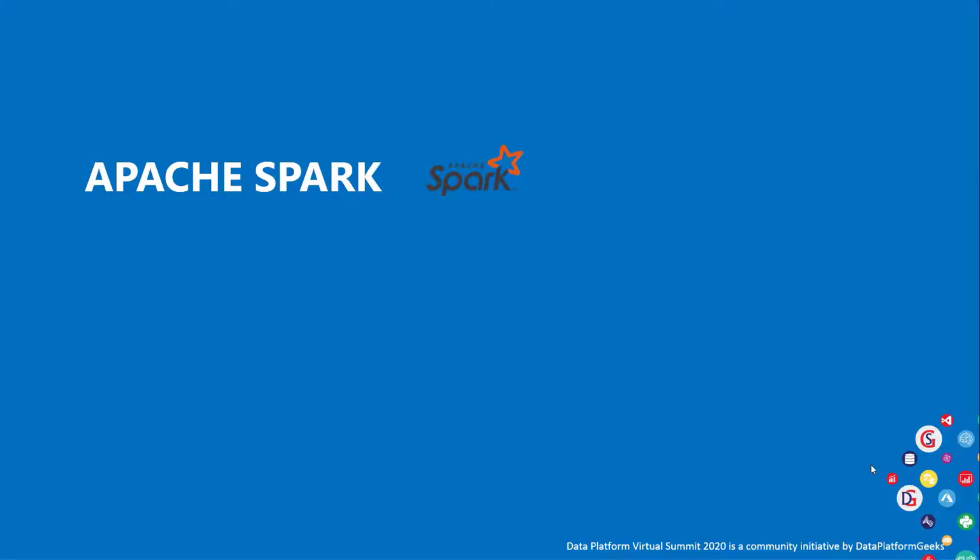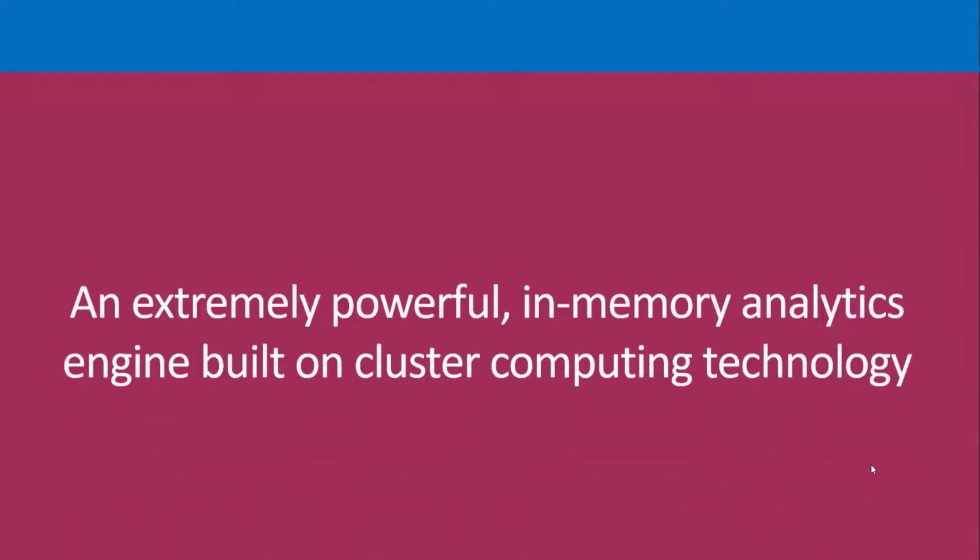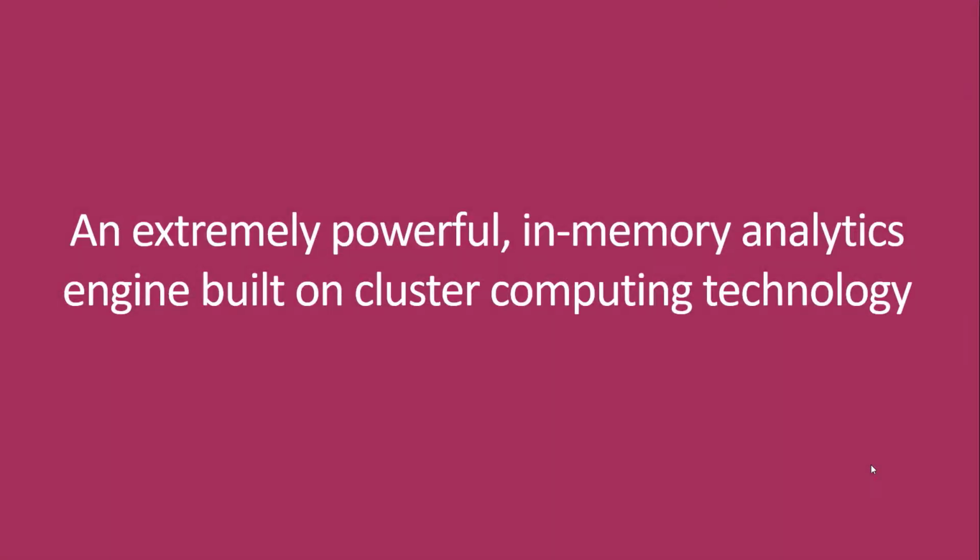Now, what exactly is Apache Spark? I'm pretty sure you must have heard many times about Apache Spark, which can help you do big data processing. But what exactly does Apache Spark do? Apache Spark is an extremely powerful in-memory analytics engine built on the cluster computing technology. If you look at the keywords, it does the data processing in memory, and the memory is basically of the cluster on which it is going to perform the jobs.